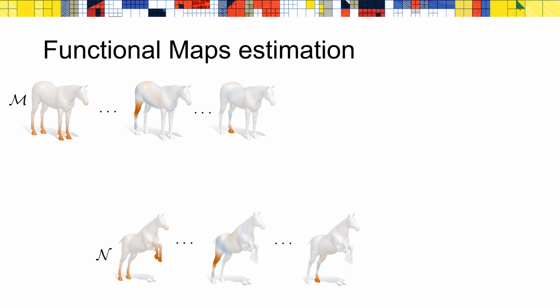So the problem is that our problem is to find the point-to-point correspondence that is encoded by pi, and we don't know both pi and C. So how to recover C, and then how to obtain pi from C? The solution to estimate the matrix C is to consider a set of probe functions defined on the two shapes, and these functions should be corresponding functions.